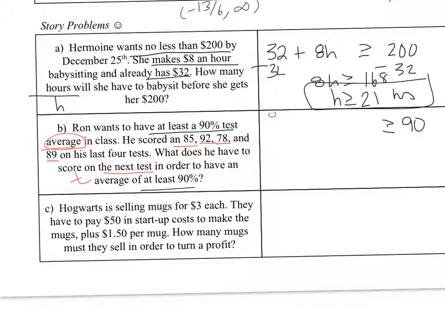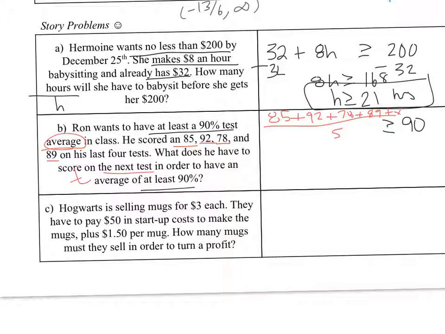So we're going to have 85 plus 92 plus 78 plus 89, should have left more room, plus X all over 5 has to be at least greater than or equal to 90. Now this expression on the left-hand side represents how to find the average of 5 tests. Even though we're given 4 scores, we actually have 5 tests because of the next test.